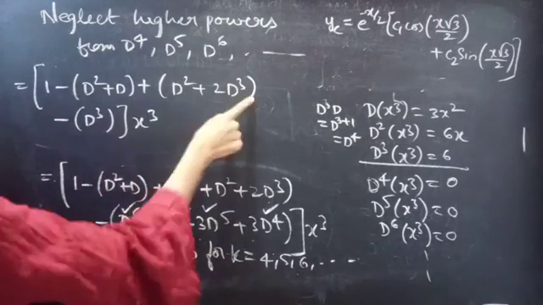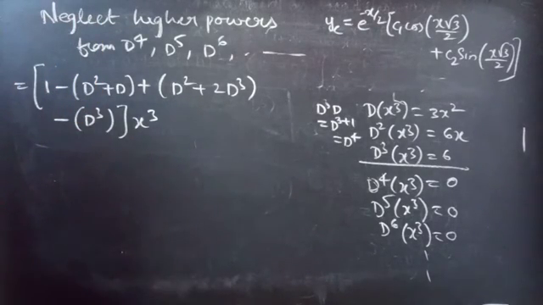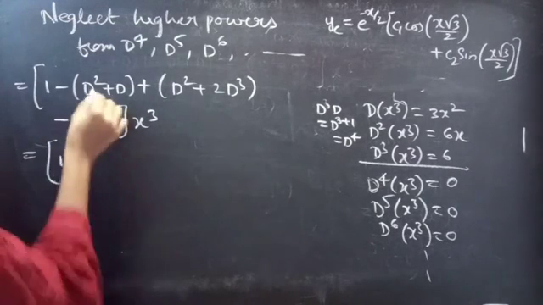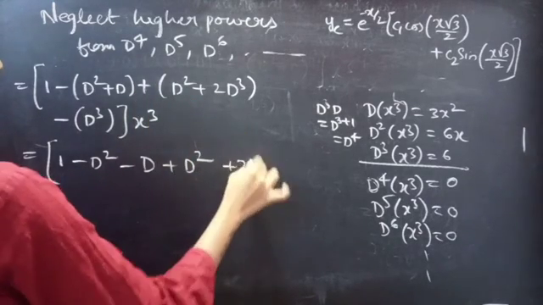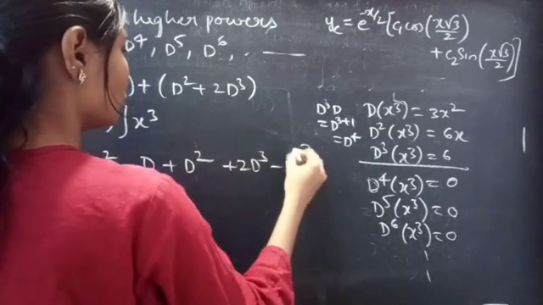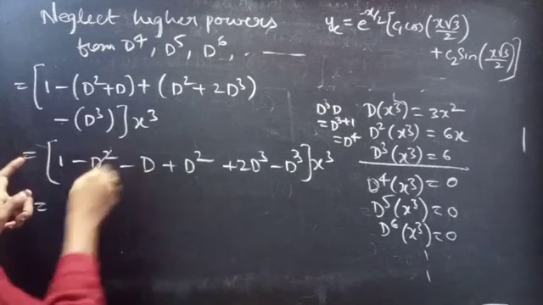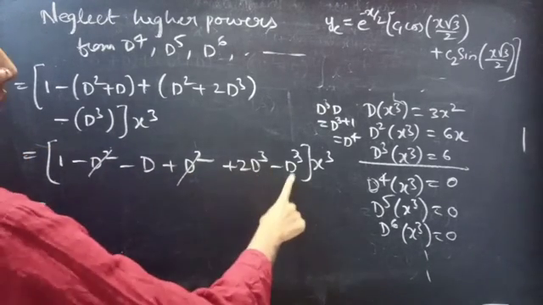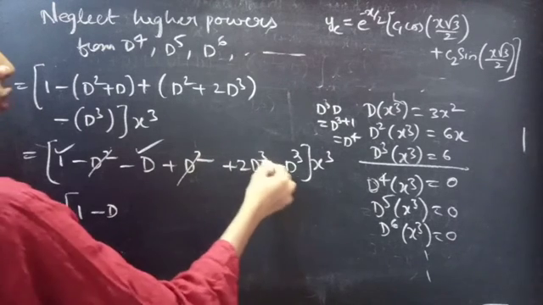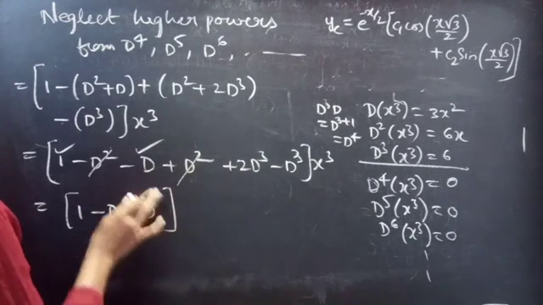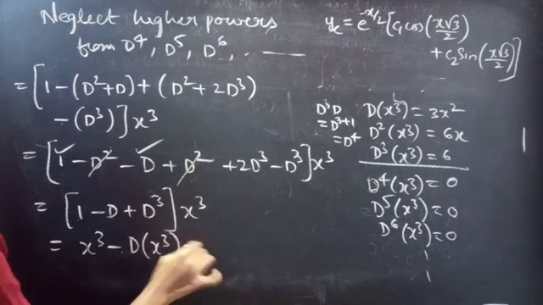Okay, I'm not removing brackets before confirmation. You may get confused, right? Now we can remove brackets. Minus D², minus into plus minus D, plus D², plus into plus plus 2D³ minus D³ into x³. Now here, minus D² plus D² gets cancelled, and from plus 2D³ minus D³ we'll get 1D³. We'll get 1 − D, and from plus D³ minus D³ we'll get 1 + D³ into x³.